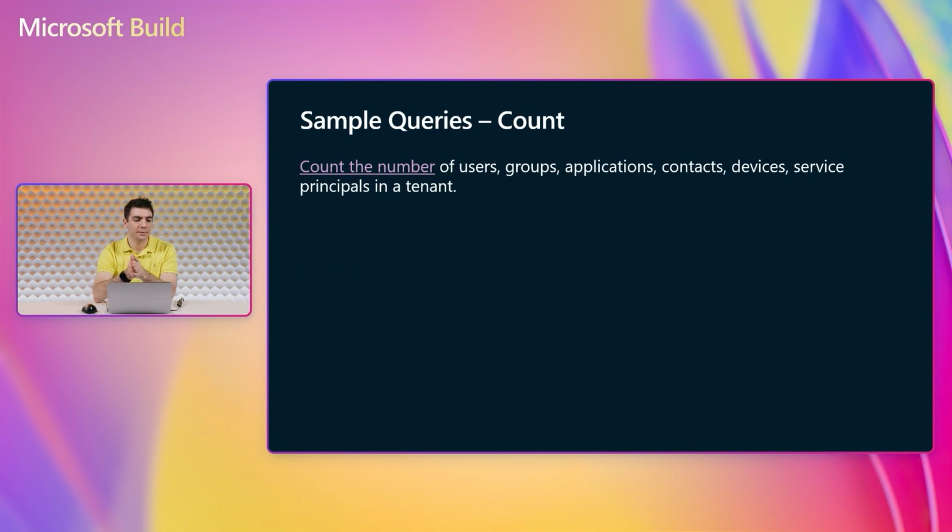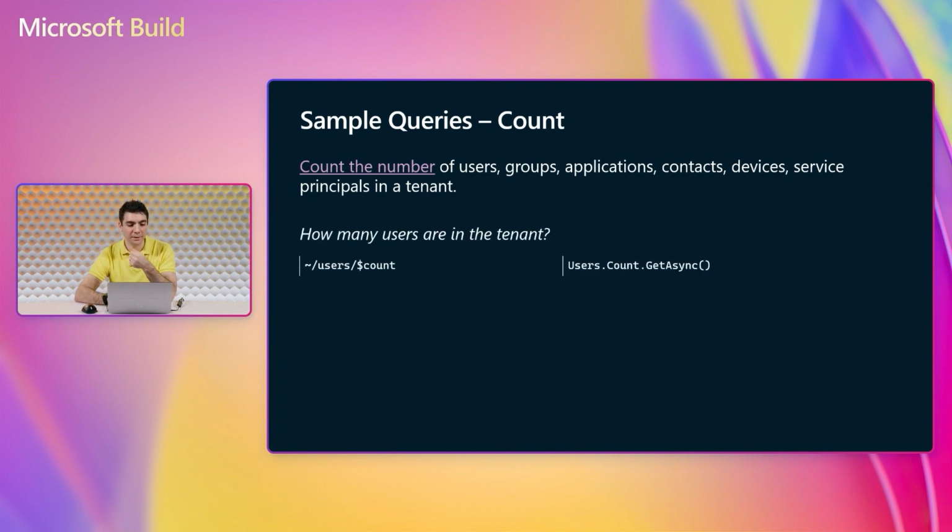All right, so sample queries: count. Count allows you, as I showed before, to count the number of users or groups or applications, basically any directory objects in a tenant. And to answer the question of how many users are in the tenant, you just do /object name /count, and you get what we call a row count. That is just a long that you can parse in your code without any JSON wrapper around it.